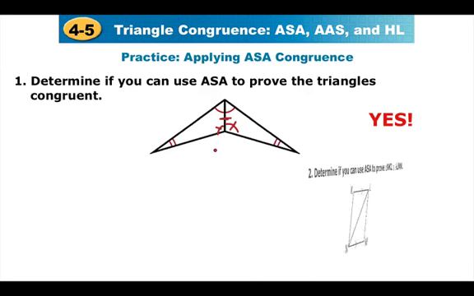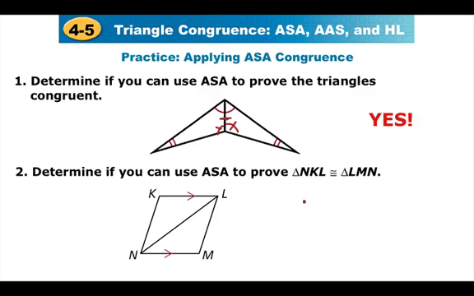For number 2, same directions, different picture. Now you're looking at these two triangles, NKL and LMN. Can you use angle side angle to show that these two triangles are congruent? Well, let's see. Given that you have parallel lines, and this is your transversal, you know that these two angles are congruent, alternate interior angles. And this is the short side that they share. So by reflexive, you know that NL is congruent to itself, and this angle is congruent to this angle, again by alternate interior angles. This is all the information that we can gather from the picture.